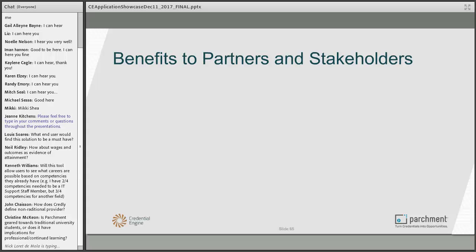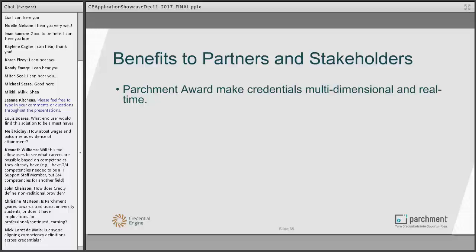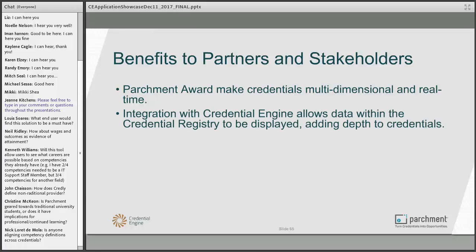All of this enhances what I can know about an individual based on their credentials. As an employer, it's easier for me to understand what a digital credential means and verify what the learner knows. So Parchment Award makes credentials multidimensional and real-time.